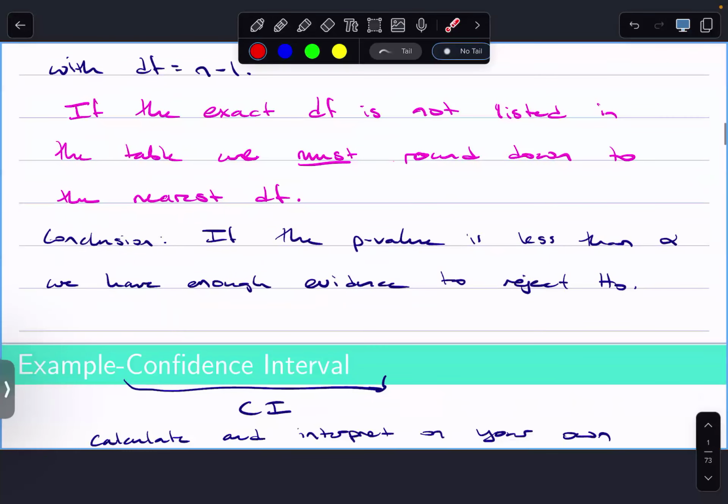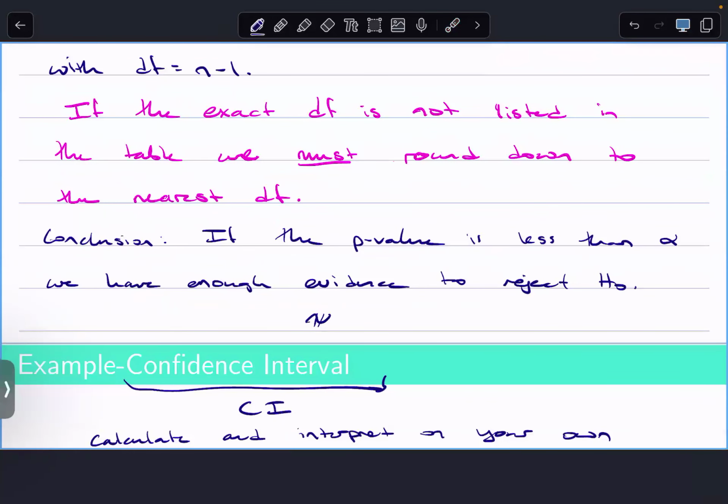That was essentially a quick recap of hypothesis testing in general, but it's that time in the term where that's beneficial.